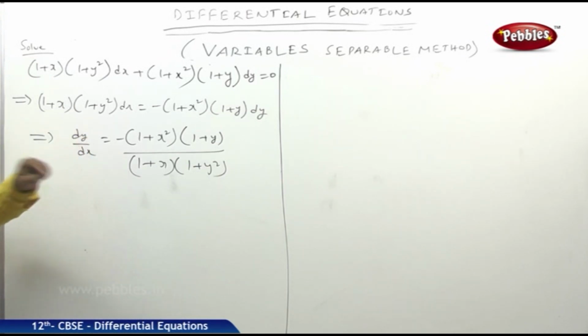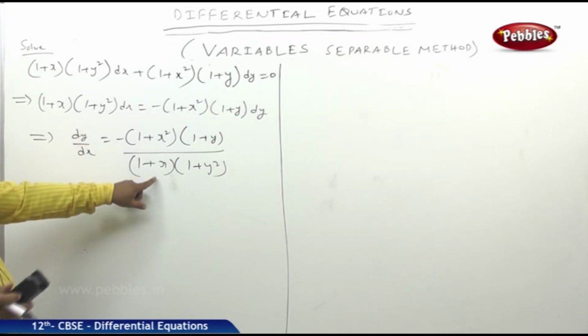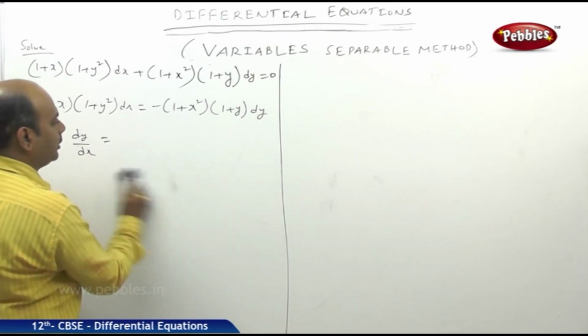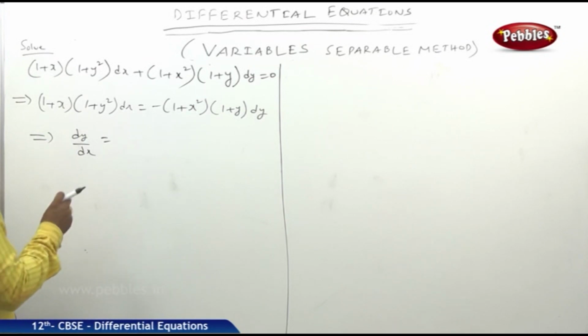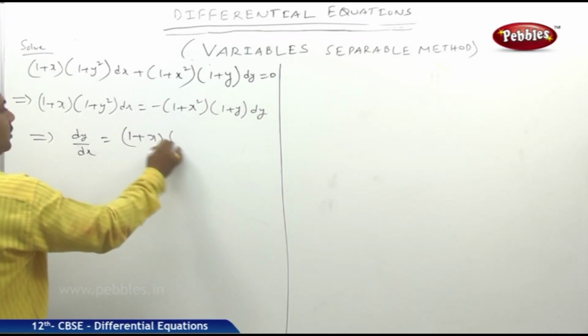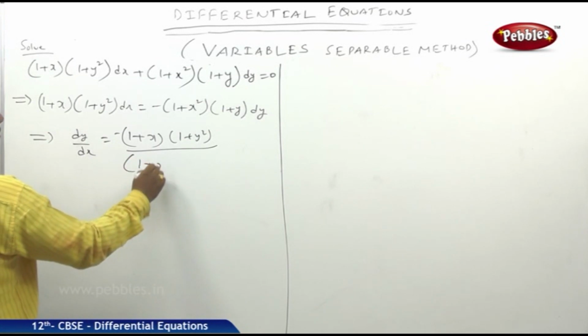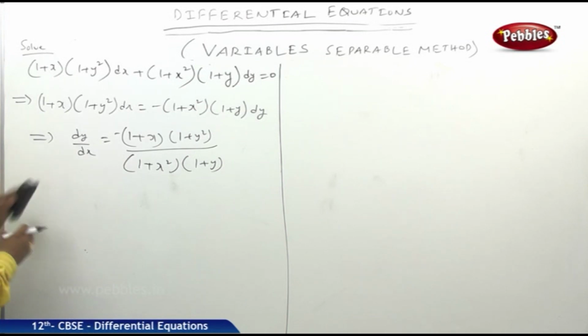Upon cross multiplication, I think we will be getting the same thing, right? No, if you observe carefully, dx is there, no? So dy by dx means definitely here comes (1 plus x) into (1 plus y square), and the minus will be here, and here comes (1 plus x square) into (1 plus y). Yeah, now it has been rectified.